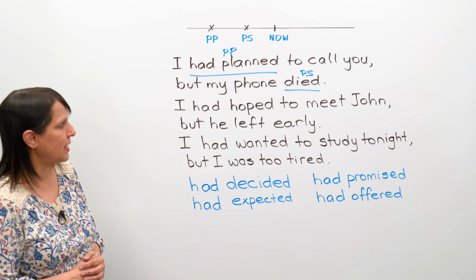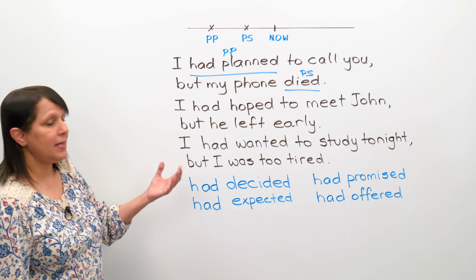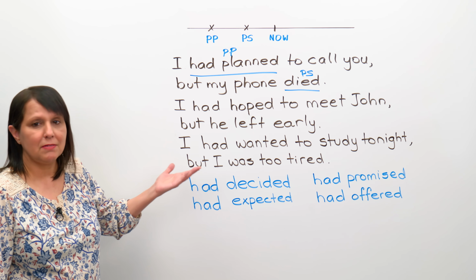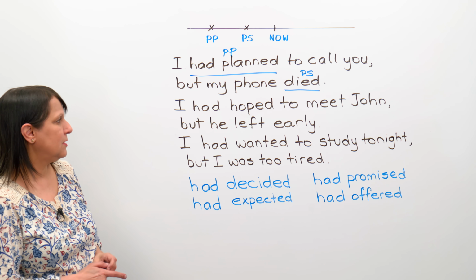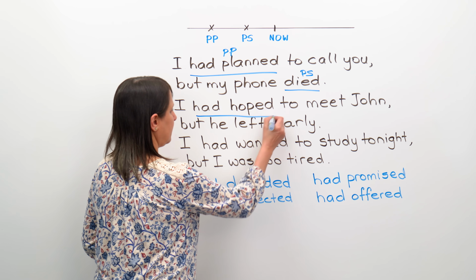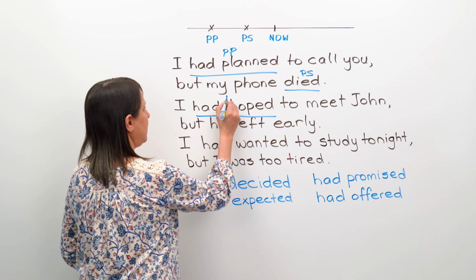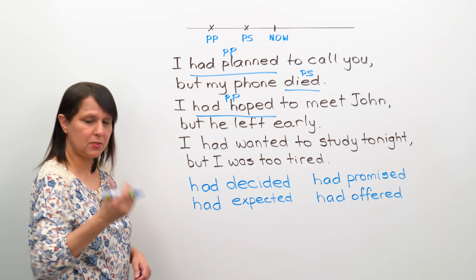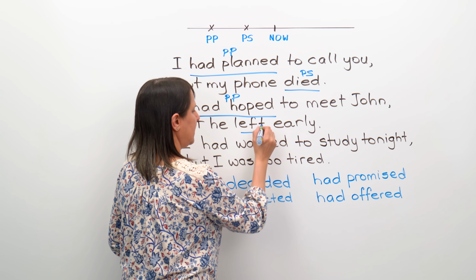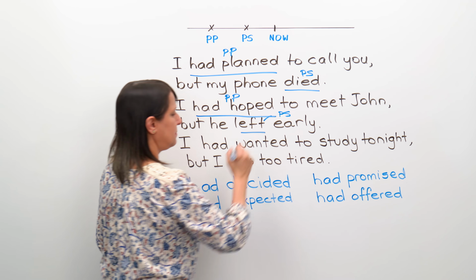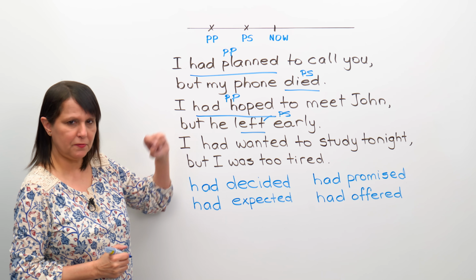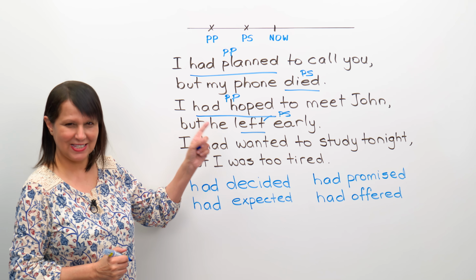Let's look at another example. I had hoped to meet John, but he left early. So, where's the past perfect here? Here, I had hoped, right? I had hoped to meet John, but he left early. Left is the past simple. So in this kind of construction, we're using past perfect and then past simple.